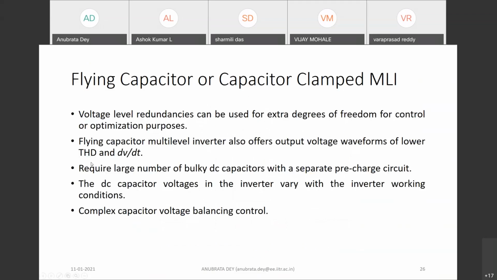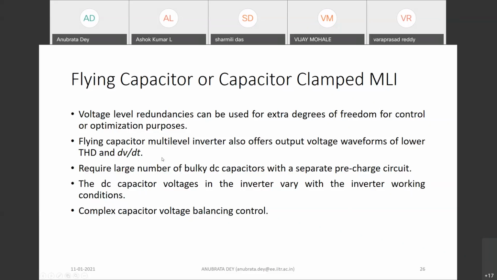So that is what I said, that voltage redundancies, that is the zero voltage redundancies, can be used for an extra degree of freedom for control or optimization purposes. These are the basic features, but the complexity is in the capacitor voltage. Why is it complex? Although not very complex in control strategy, sometimes depending on the load condition, power factor and transient load condition, this may become complex, but in steady state this may be all right.